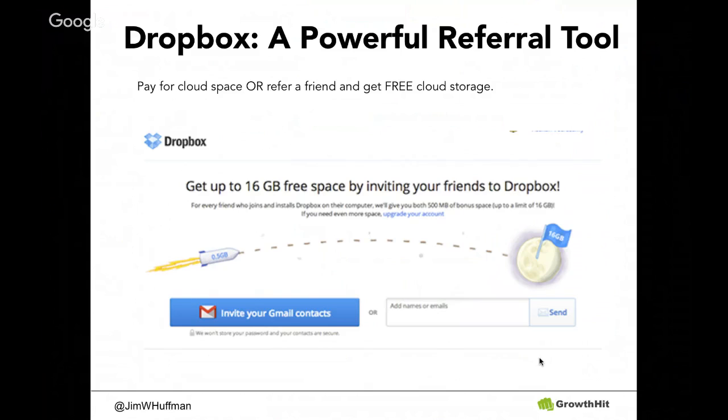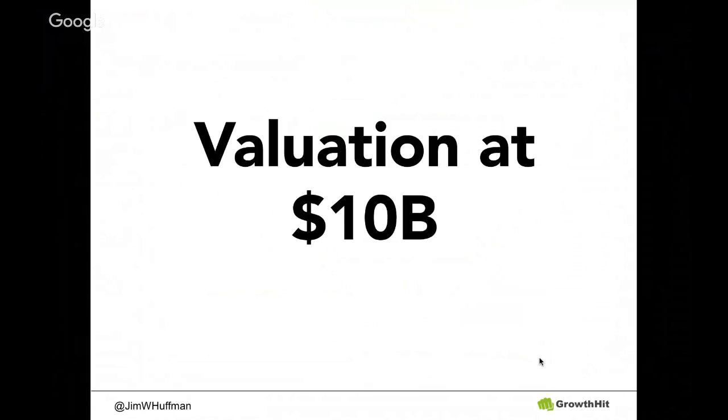But their number one mechanism for growth was this referral engine they built into their product experience, where you're using their free cloud storage, and once you're out of free space, you can either pay to get more, or you can invite a friend, do a tweet, do a Facebook post, and they would give you more storage. And to date, this is still their number one driver of new acquisition, and it's this referral channel. And I believe their valuation is over $10 billion now.